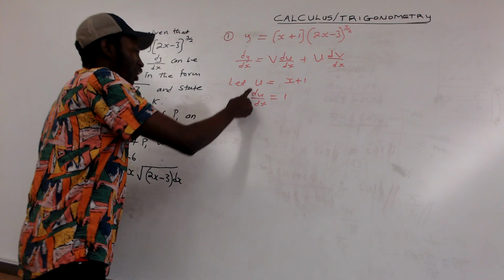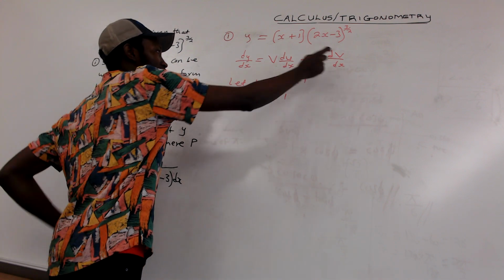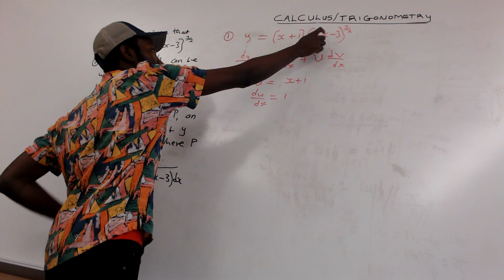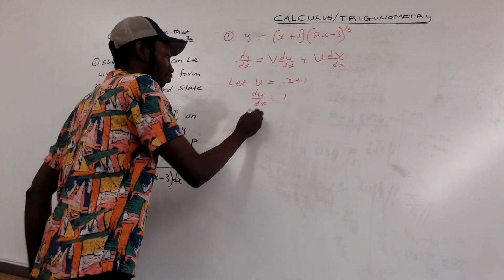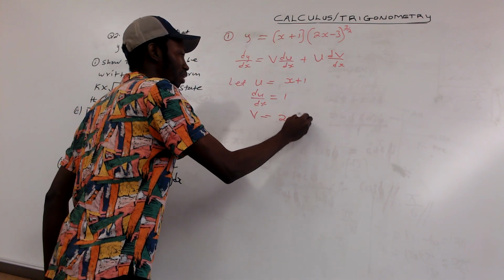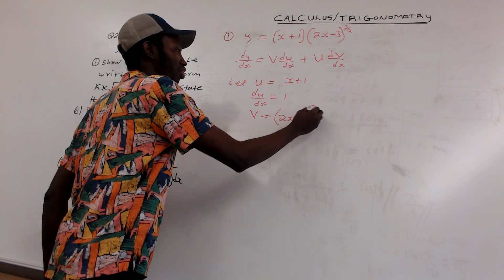So now we have u and du dx. It remains v and dv. Since we let u to be this, v is going to be that. We also let v to be 2x minus 3 raised to power 3 all over 2.